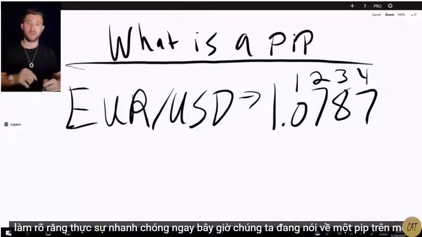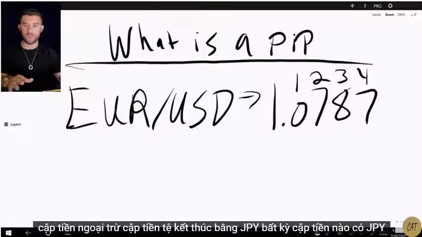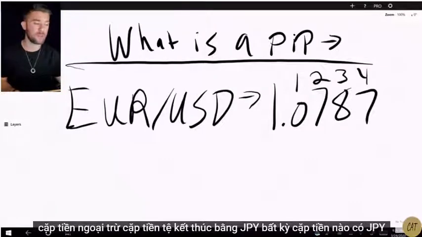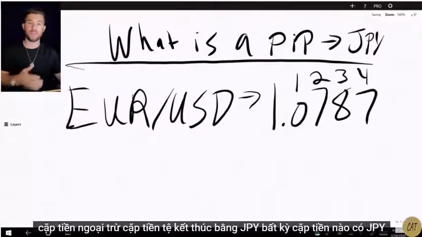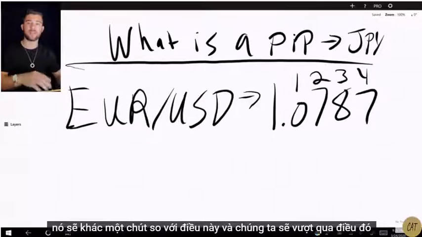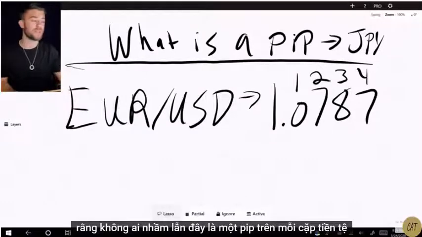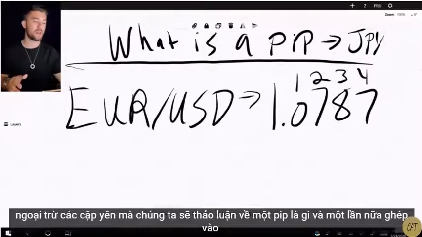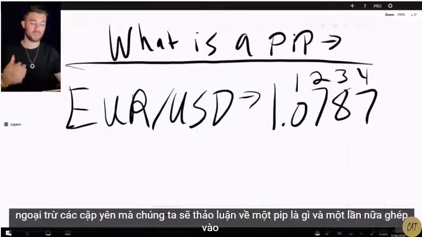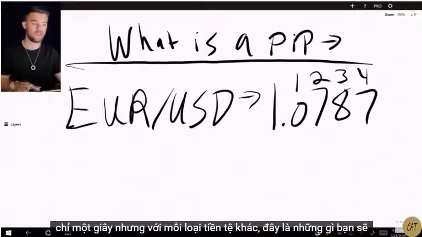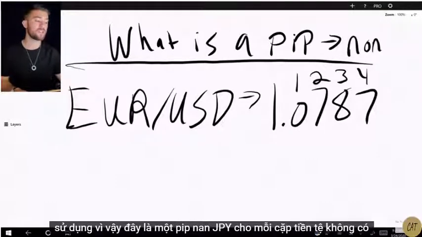And let me clarify that really quickly. Right now, we are talking about a pip on every currency pair except currency pairs that end in JPY. Any currency pair with JPY in it is going to be slightly different than this, and we're going to go over that next. So this is going to be what is a pip, and I'm going to put non-JPY here so that no one's confused. This is a pip on every currency pair except yen pairs, which we're going to discuss in just a second. But for every other currency, this is what you're going to use. So this is what is a pip, non-JPY.